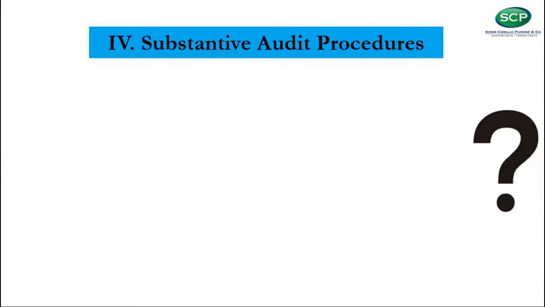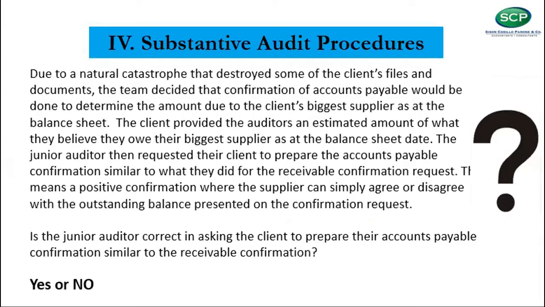So let's take this audit case to help us understand more about confirming accounts payable. Let's read the case together. Due to a natural catastrophe that destroyed some of the client's files and documents, the team decided that confirmation of accounts payable would be done to determine the amount due to the client's biggest supplier as at the balance sheet date. The client provided the auditors an estimated amount of what they believe they owe their biggest supplier as at the balance sheet date.